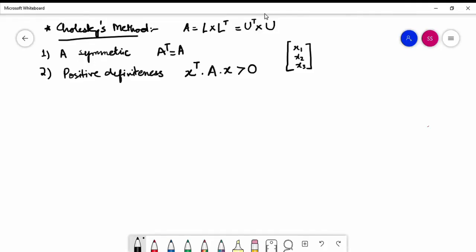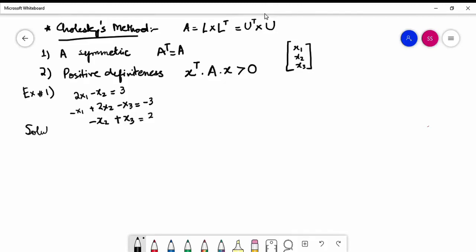Okay, so we start applying these two conditions in an example, and then we start solving it afterwards. So example number 1 is to be solved by Cholesky's method, and that is 2x1 minus x2 is equal to 3, and minus x1 plus 2x2 minus x3 is equal to minus 3. And the third one is minus x2 plus x3 is equal to 2.